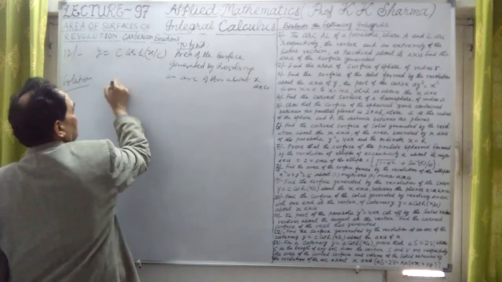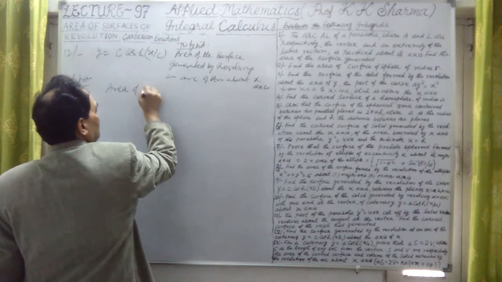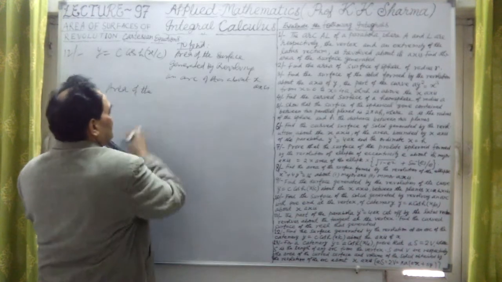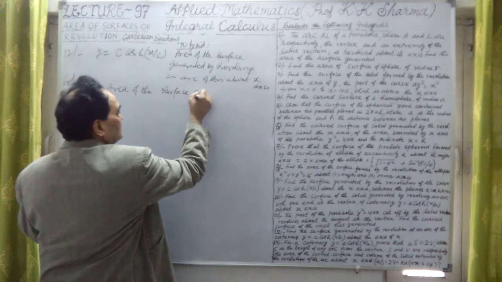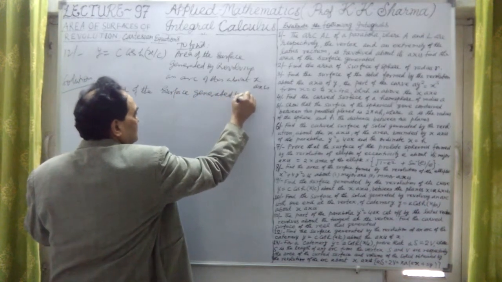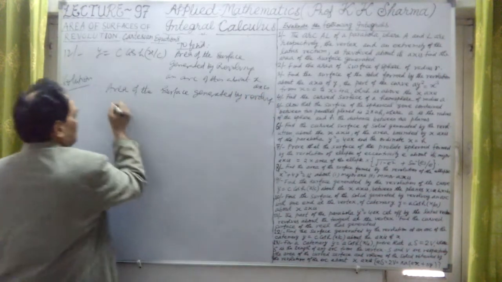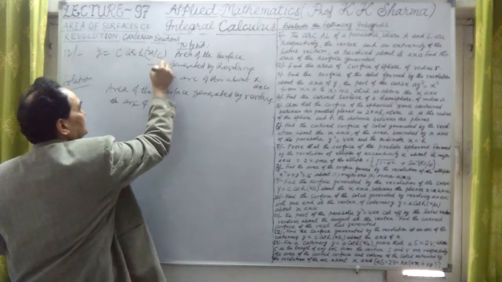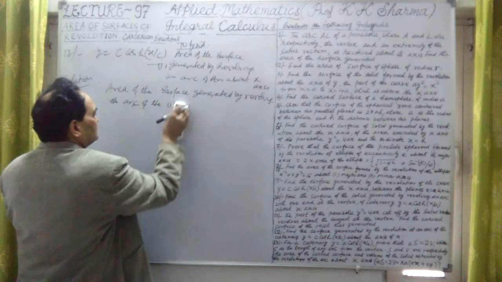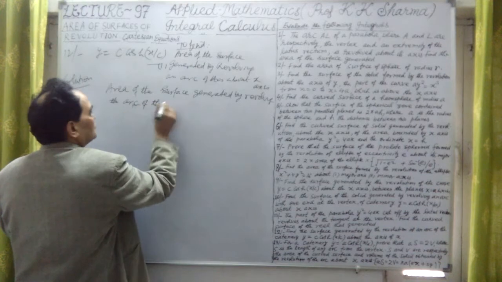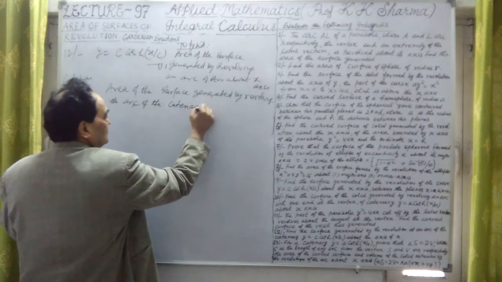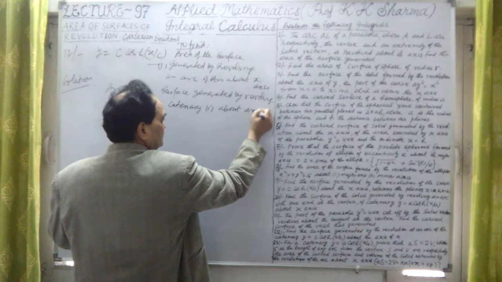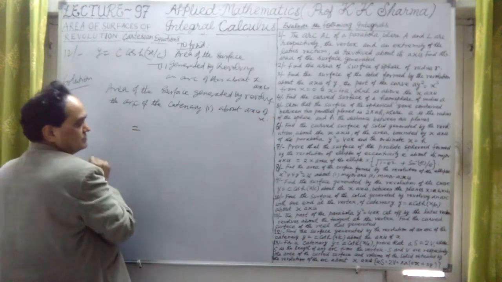So area of the surface generated by revolving the arc of the catenary, this is the first equation of the curve, about the x-axis. About the axis of x, this is a simple question.